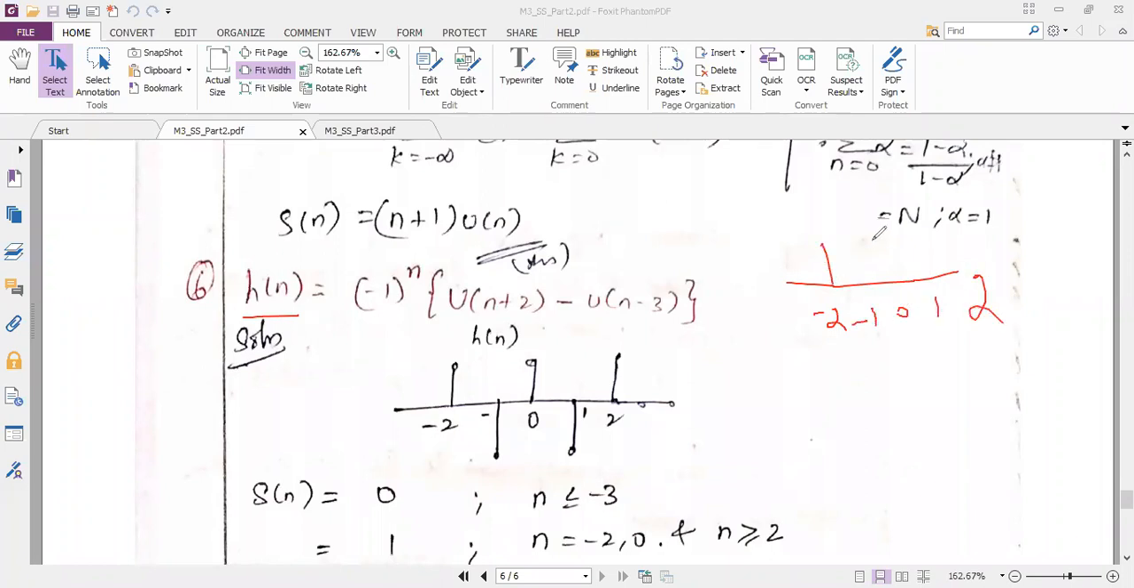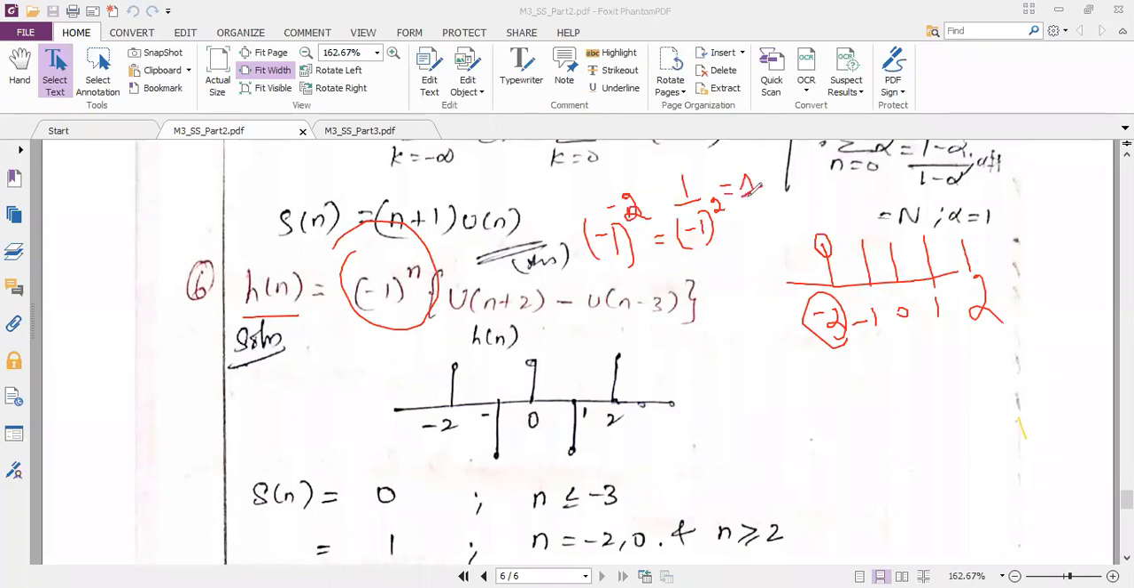So initially I will write the amplitude as 1 only. But along with this bracket, I have minus 1 power n. So I will substitute the initial value of n as minus 2. Then how will you simplify this? Minus 1 the whole square, so I won't be having change in the amplitude. The amplitude remains 1 only. I guess you can follow this.